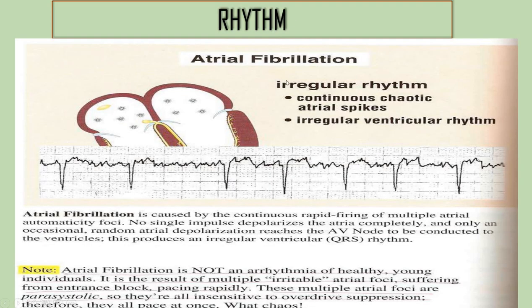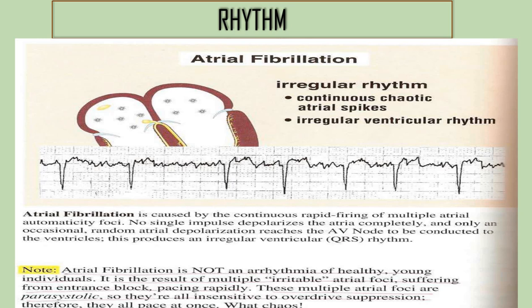Atrial fibrillation. This is an irregular rhythm where continuous chaotic atrial spikes are present, with an irregular ventricular rhythm. Atrial fibrillation is caused by the continuous rapid firing of multiple atrial automaticity foci. No single impulse depolarizes the atria completely, only an occasional random atrial depolarization is conducted through the AV node to the ventricles. This produces an irregular ventricular rhythm.